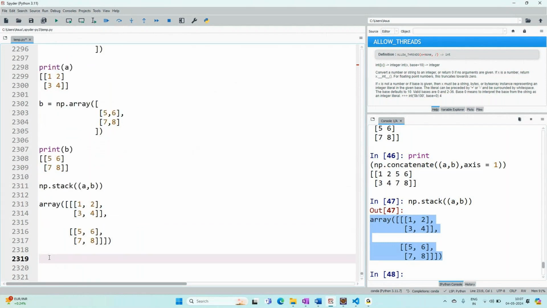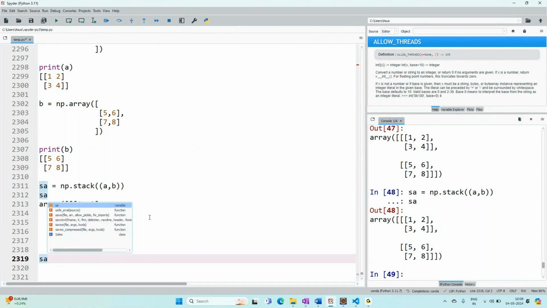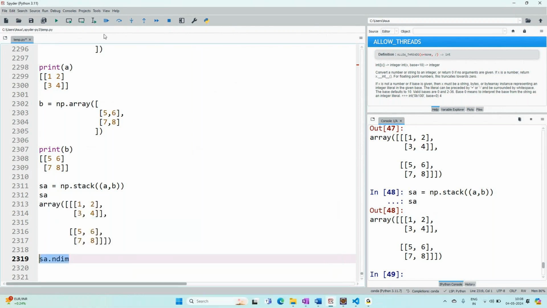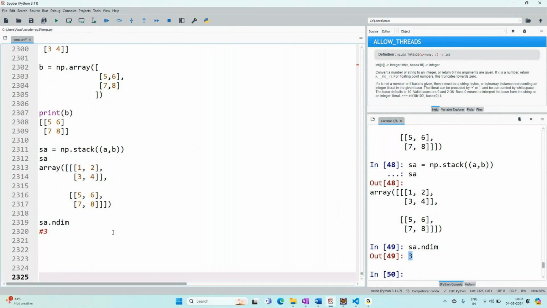Otherwise, I will say stack array is equal to, and I will print SA. Now I want to know what exactly this size is. So how to know the size or dimension? I will say ndim. What has it given you? Three dimensions. It has become a three-dimensional array.